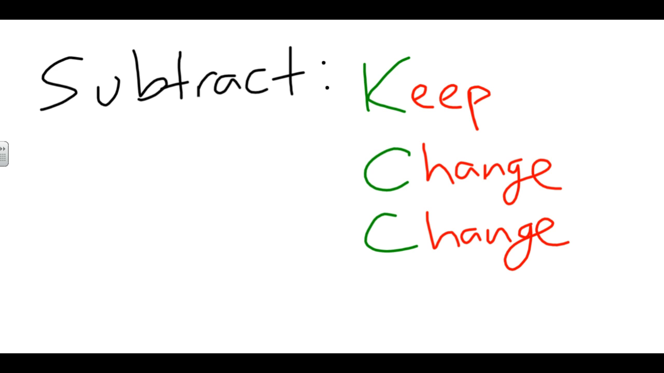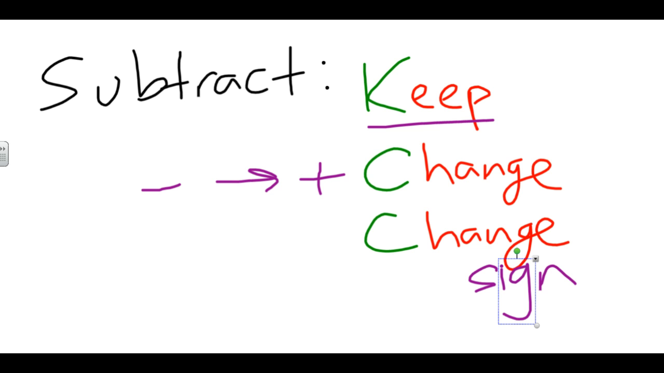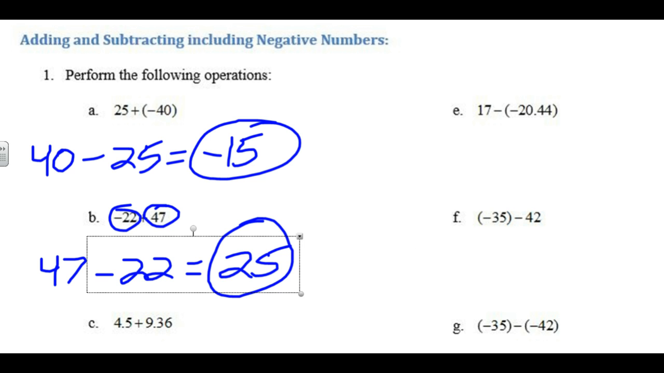If you need review as to why keep, change, change is our strategy and why it works, again, you can go back to the subtracting integers video lesson, or we can talk about it in the review day in class tomorrow. But this is our strategy. KCC: keep the first number, change the sign, or rather the operation, from subtraction to addition, and then change the sign of our subtrahend. So now let's go back and see what that means in action.